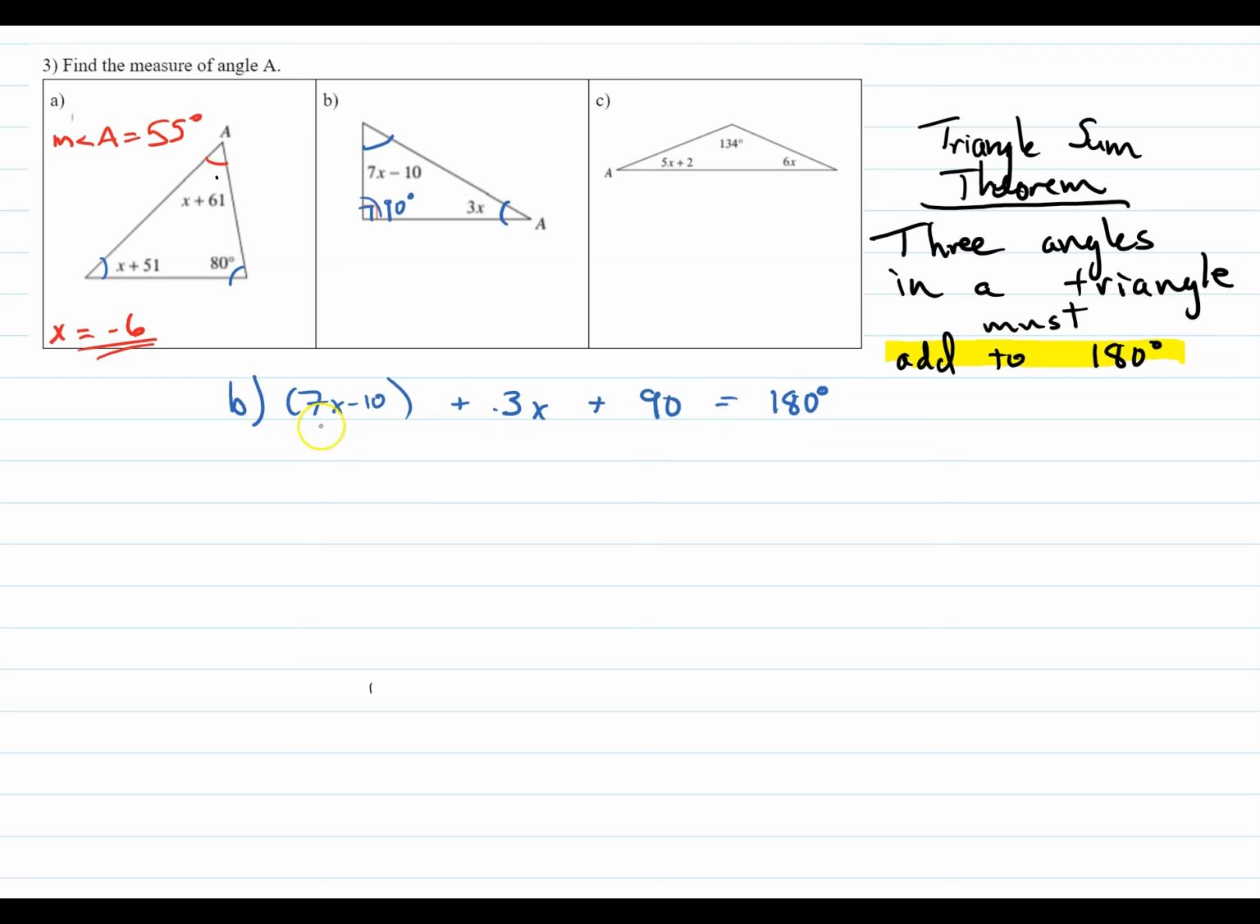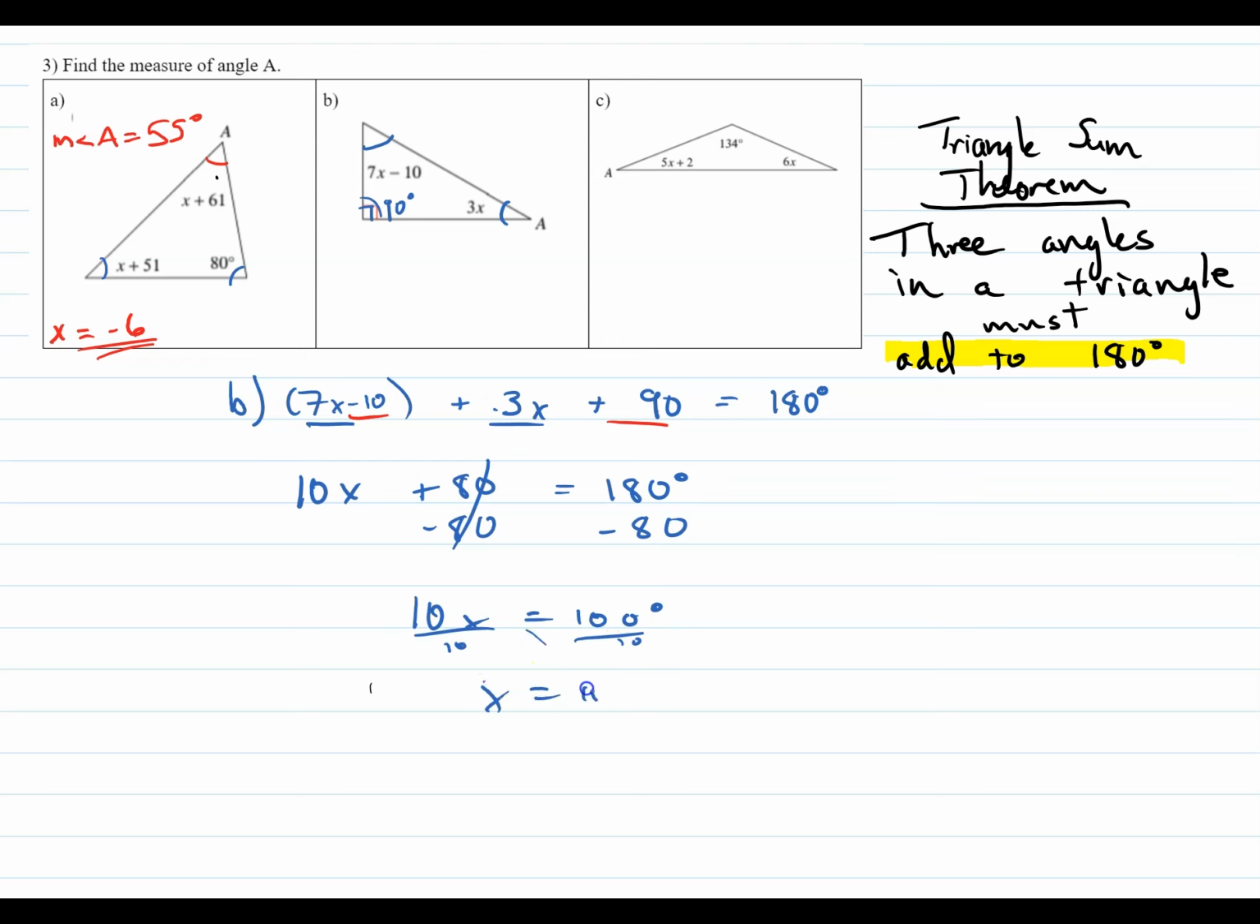Combine like terms, 7x and 3x makes 10x. And then we have a negative 10 and a positive 90. Negative 10 and positive 90 makes 80. And it's equal to 180 degrees. Then solving for x, subtract 80 from both sides, and you get 10x equals 100. And then divide both sides by 10, so x equals 10.